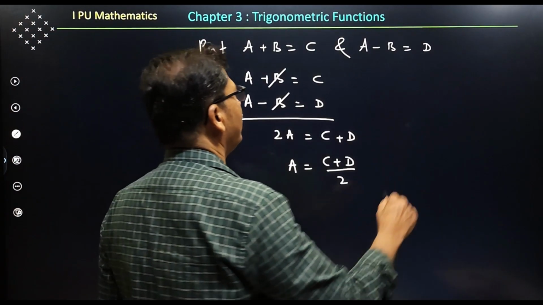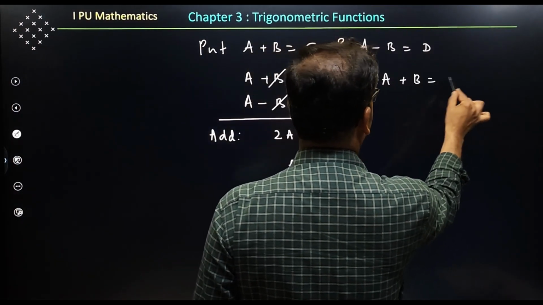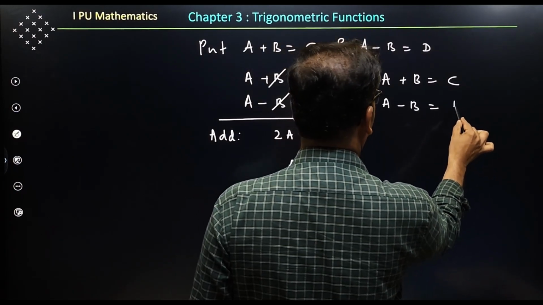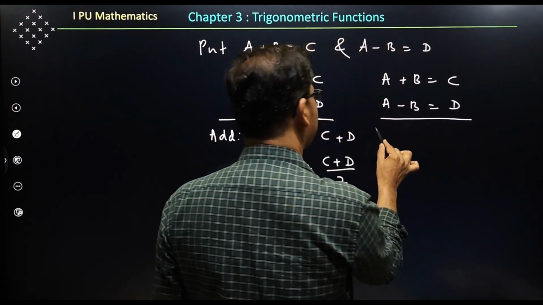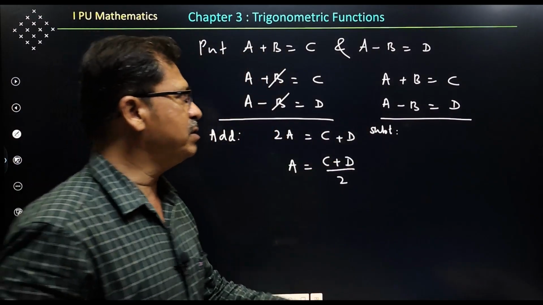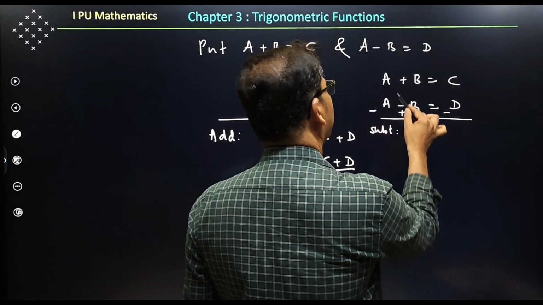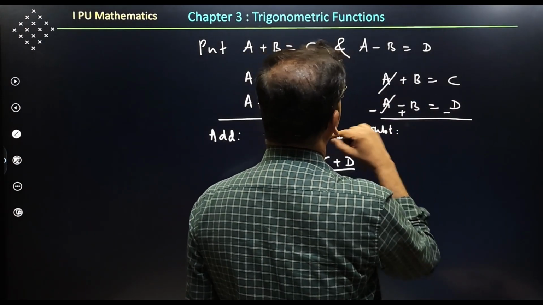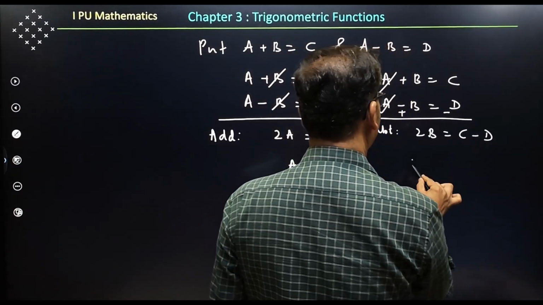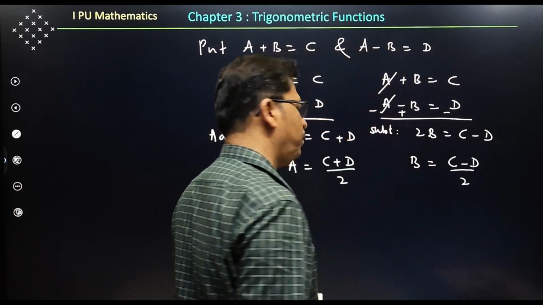Further, A plus B equal to C, and then A minus B equal to D. In this situation, you subtract. If you subtract these two equations, this is minus, this is plus, and then this is minus. Plus A minus A cancels. 2B is equal to C minus D you are getting. So B equal to C minus D divided by 2.